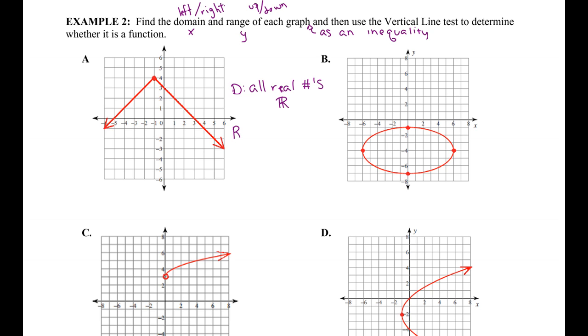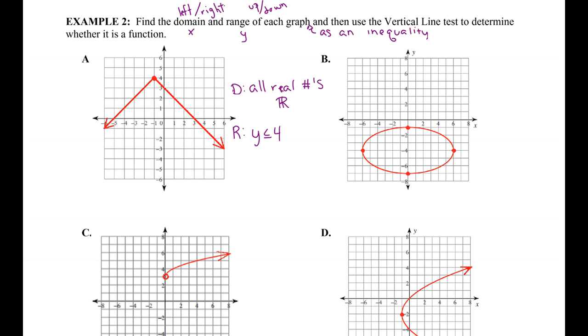If I want to look at the range, I need to look at my Y values. So if I look up here, I see that the highest Y value I reach is the 4. I also see that all of the values included in my graph are those below it. I know it keeps going because the arrow shows me that this graph will continue to go down. That means that my range is going to be all Y values that are less than or equal to 4.